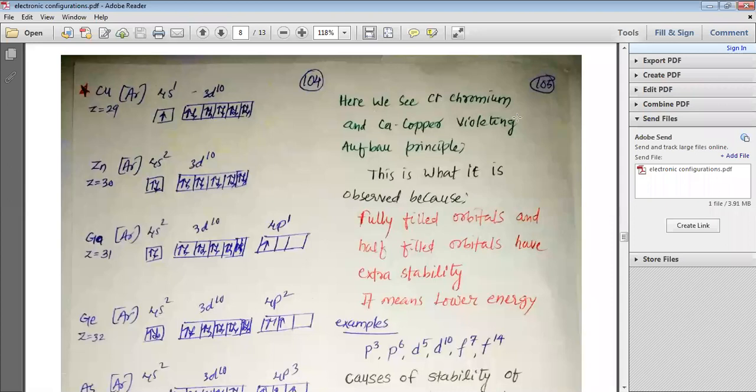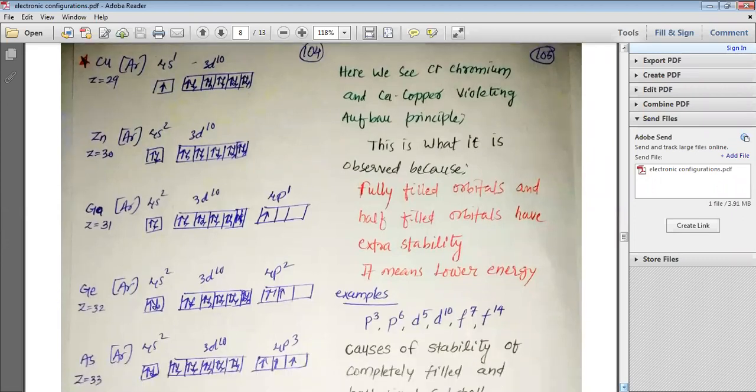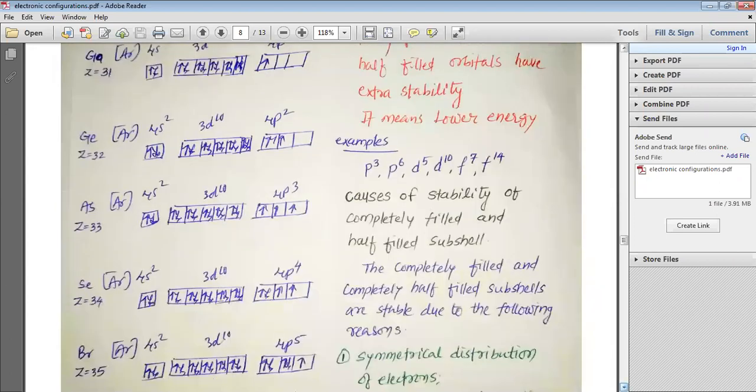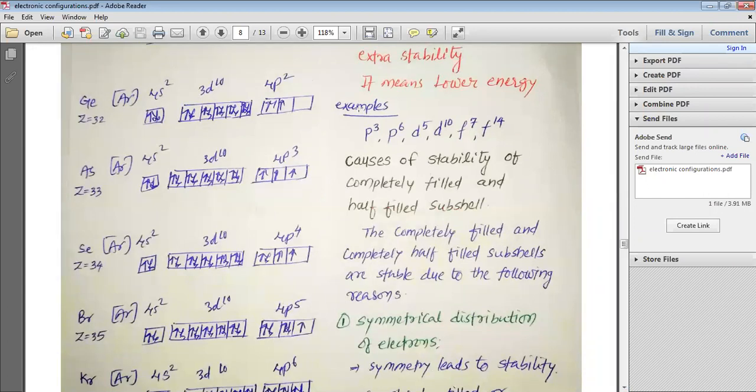Here we see chromium and copper violating the Aufbau principle. This is observed because fully filled orbitals and half filled orbitals have extra stability. That means electronic configurations like p3, d5, d10, f7 and f14 will always be more stable as compared to other electronic configurations.